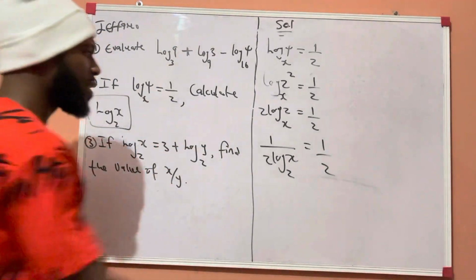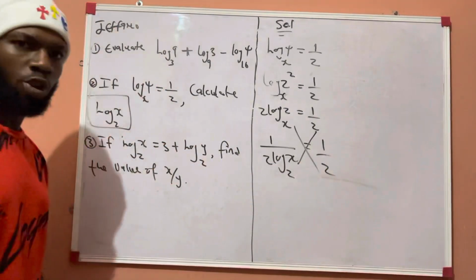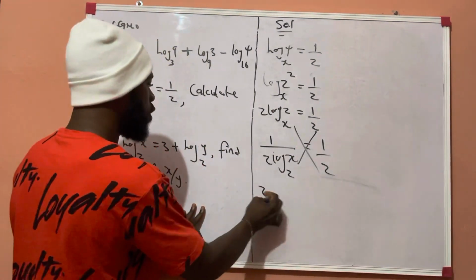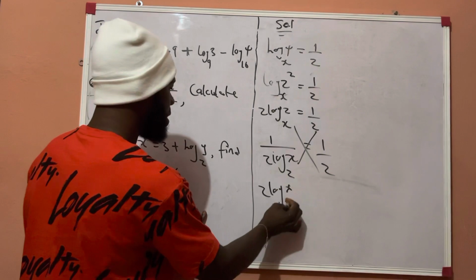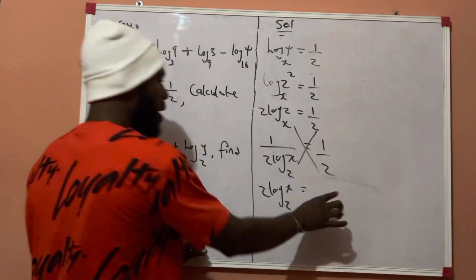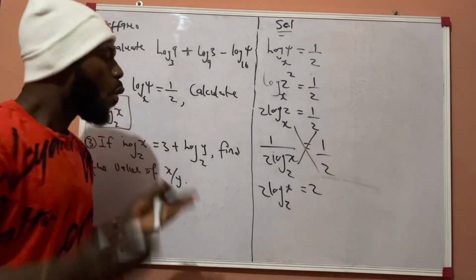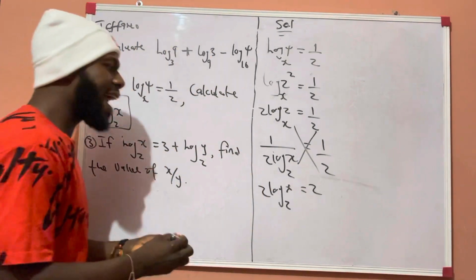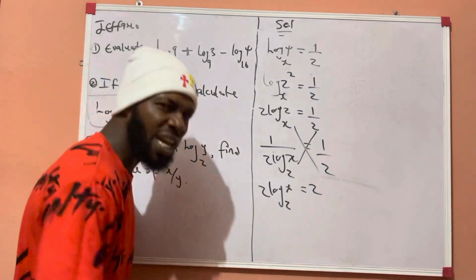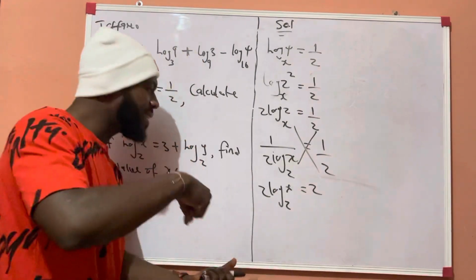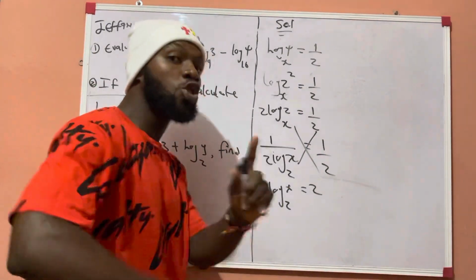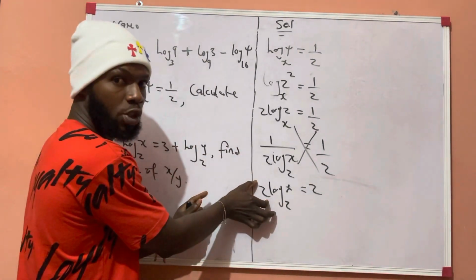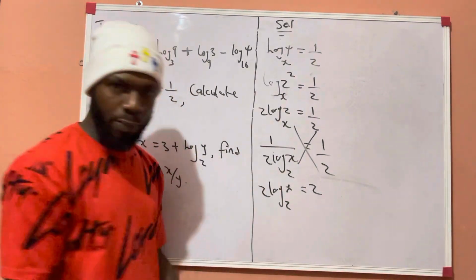Class, without wasting time, cross multiply. When you cross multiply, 2 log x base 2 times 1 will still give us 2 log x base 2. 2 times 1 will give us 2. Now, we are looking for log x base 2. For log x base 2 to be the subject of the formula, anything that makes log x base 2 not stand alone has to leave. And what is that? This 2 here. So what do we do to remove this 2? We divide both sides by 2.